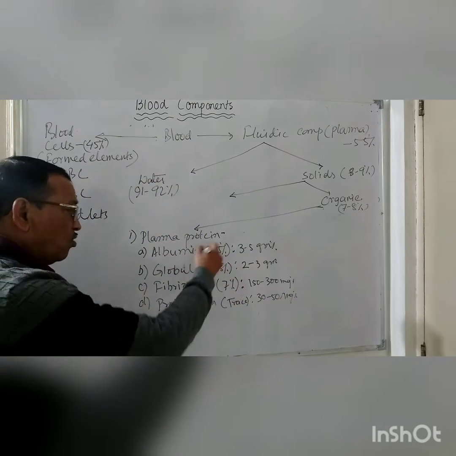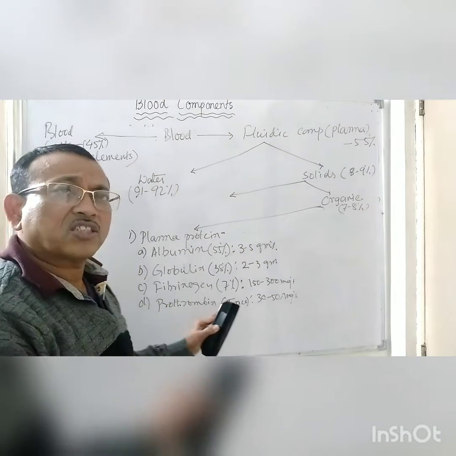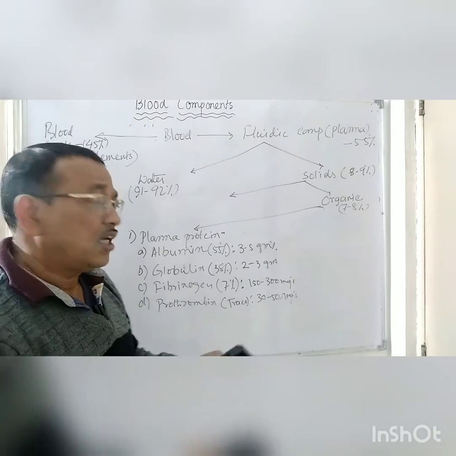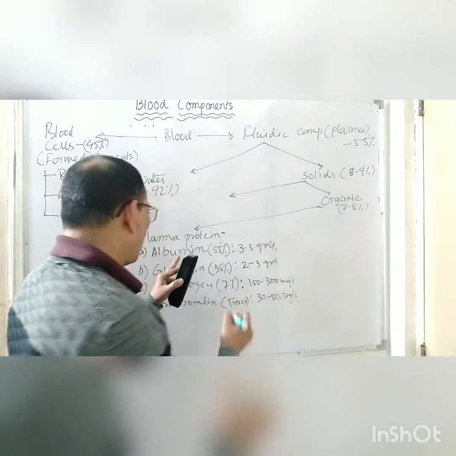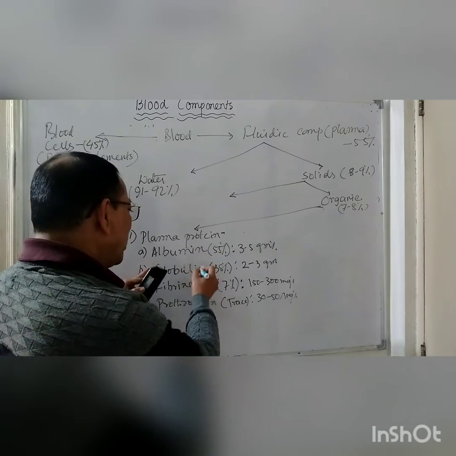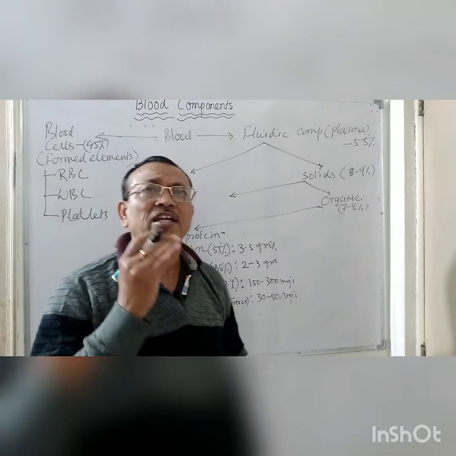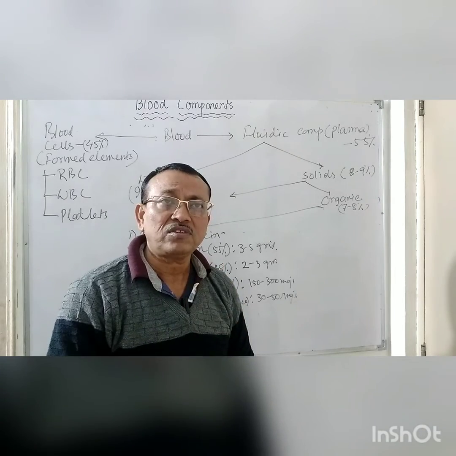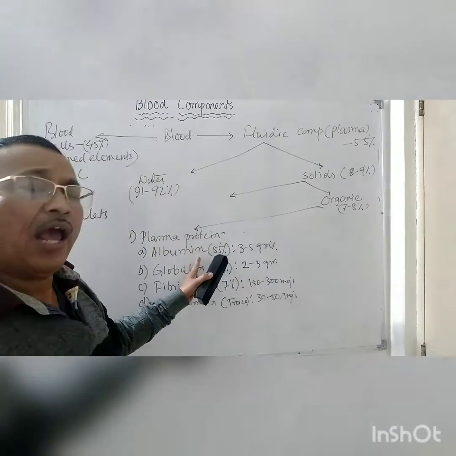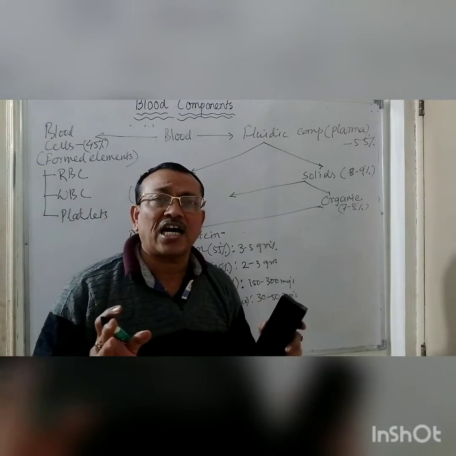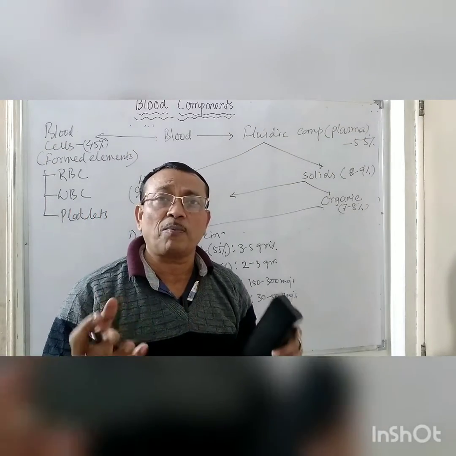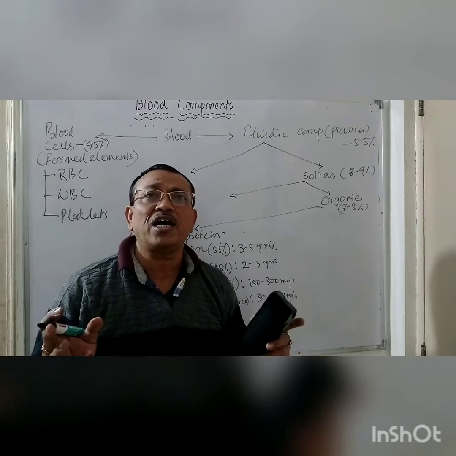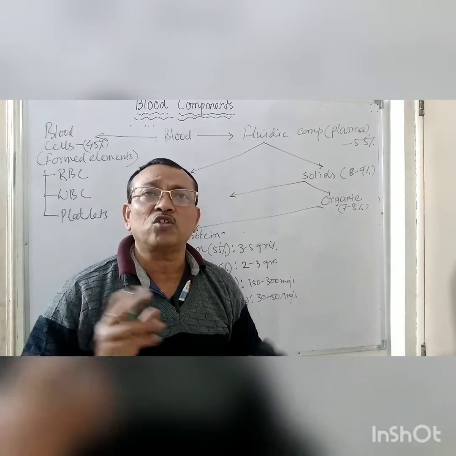Now out of this, all of these plasma proteins have a very important role in our body systems, but out of these four, albumin and globulin have very important clinical implications, or importance. Generally, albumin is synthesized by the liver. It is synthesized mainly from the liver, and globulin is mainly synthesized from the reticuloendothelial systems.